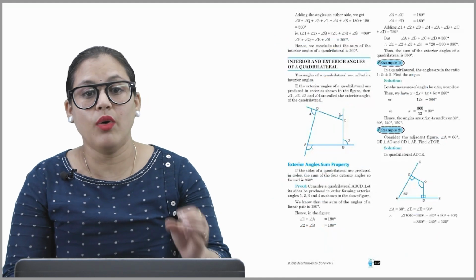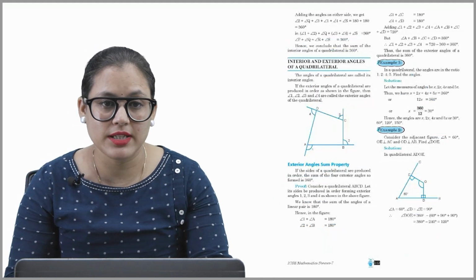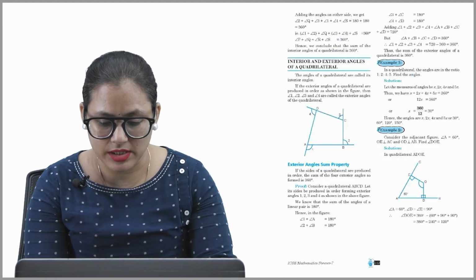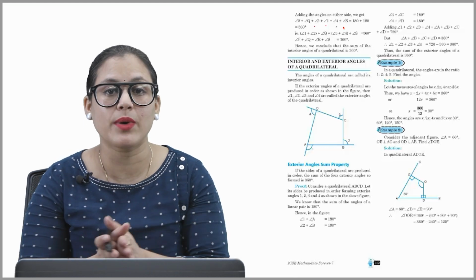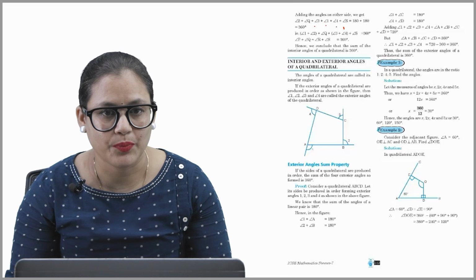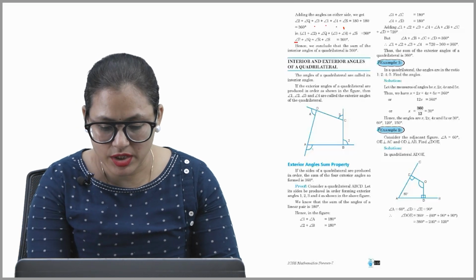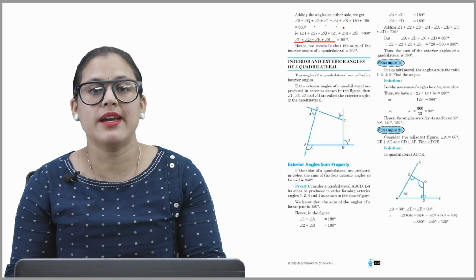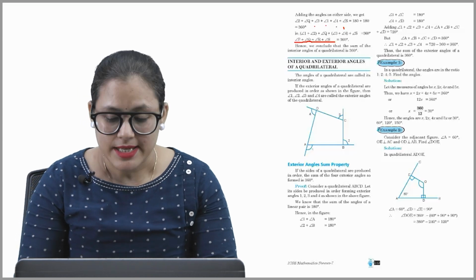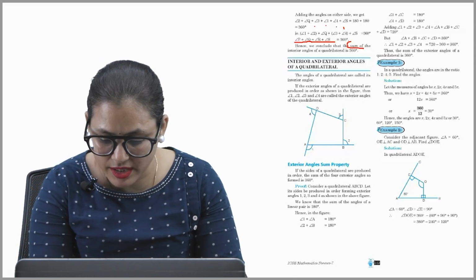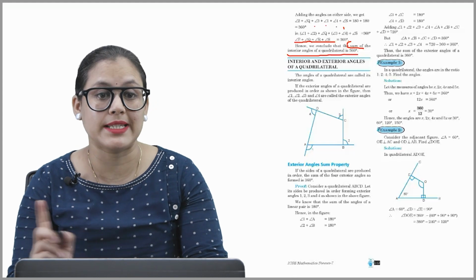Okay, and on adding the angles on either side, we get angle 2 plus angle 3 plus angle Q plus angle 1 plus angle 4 plus angle S is equal to 180 plus 180, that is 360 degrees. That means angle P plus angle Q plus angle R plus angle S is equal to 360 degrees. So what we conclude from here is that the sum of the interior angles of a quadrilateral is 360 degrees.